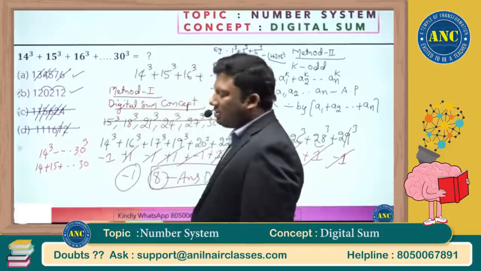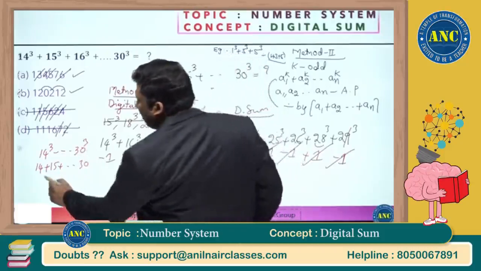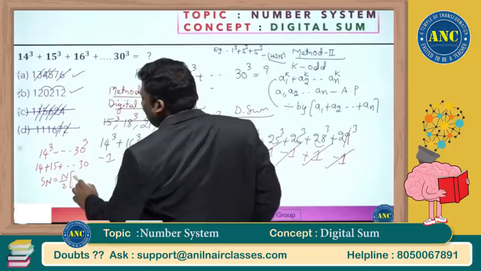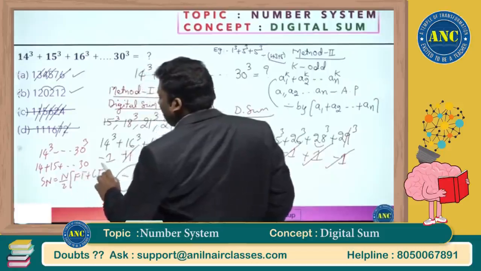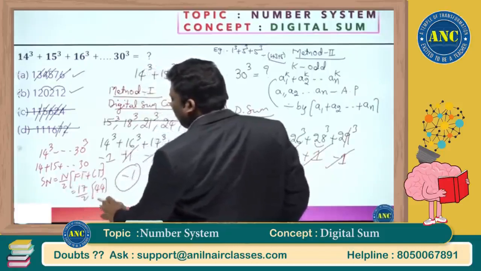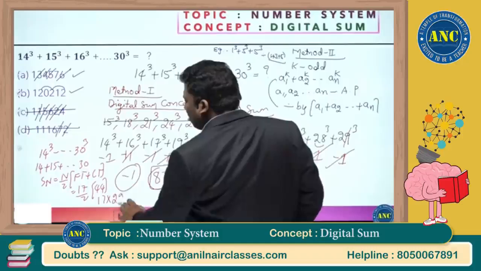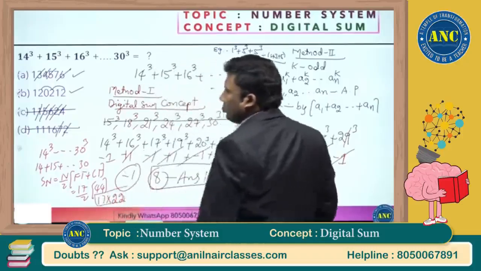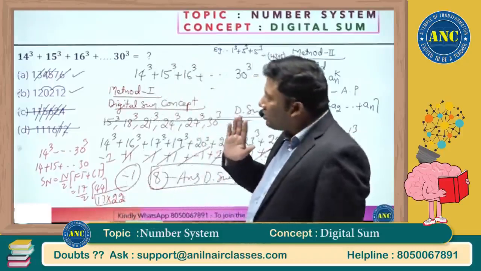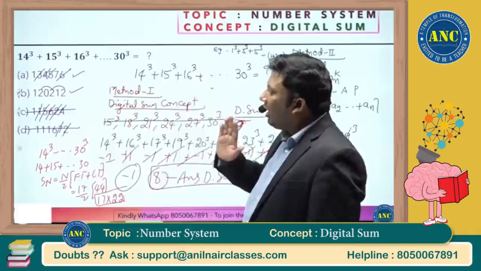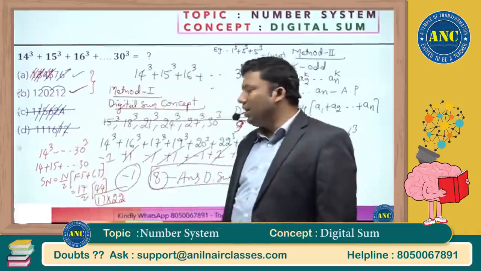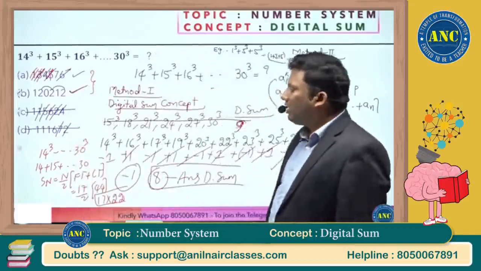From 14 to 30, there are a total of 17 numbers. Sn is n by 2 into first term plus last term, so 17 by 2 into 44, which is 17 into 22. 22 is divisible by 2 and 11. So the answer should be divisible by 17, 2 and 11. Check which answer option is divisible by 17, 2 and 11. That itself will be the answer.